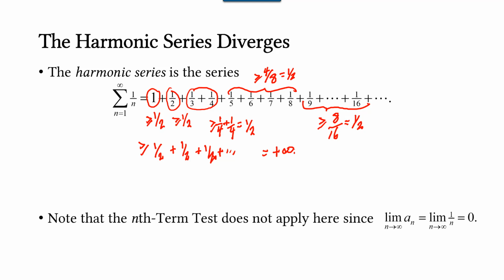This is just a reminder now that the nth term test did not apply. So if we had incorrectly said the limit of 1/n equals 0 so the series converges, well, we're seeing here that this shows that's not always the case. The harmonic series is a series whose nth term goes to 0, but is nevertheless divergent.